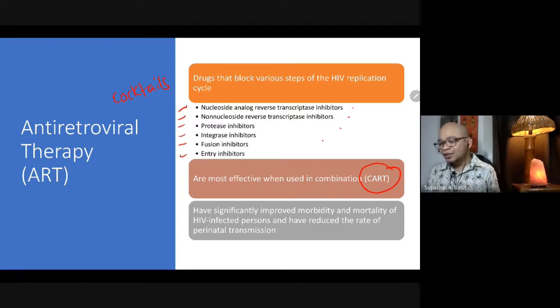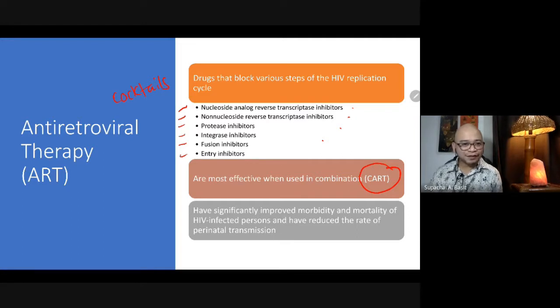Nucleoside analog reverse transcriptase inhibitors and non-nucleoside reverse transcriptase inhibitors will obviously prevent the formation of proviral DNA. Protease inhibitors will prevent viral assembly. Integrase inhibitors will prevent the integration of the proviral DNA into the host DNA.